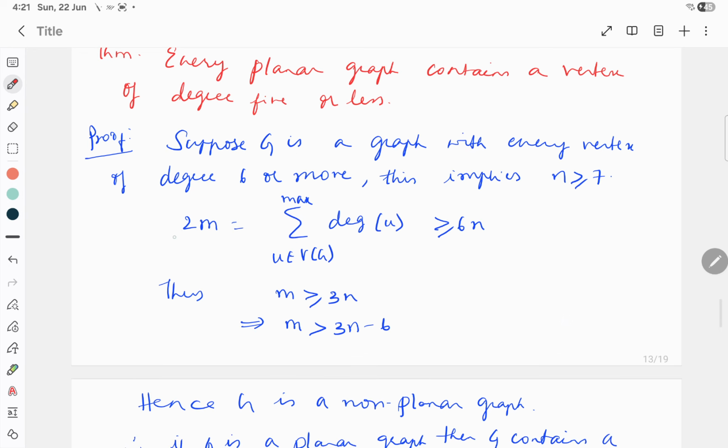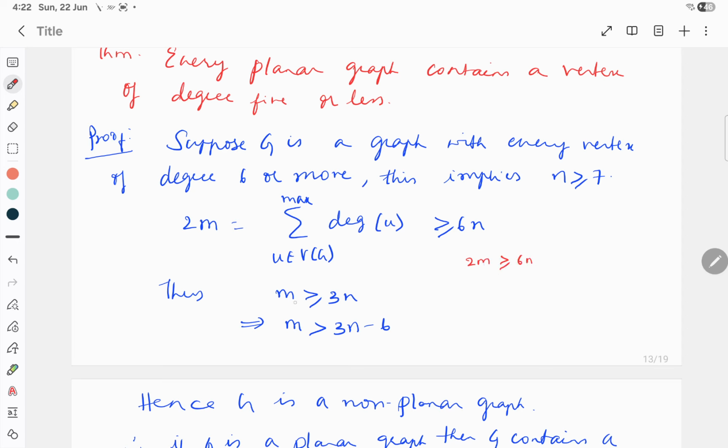And we have from the theorem that the sum of all the degrees of the vertices is equal to 2 times the number of edges. So 2m is equal to the summation of degree of u, where u belongs to the vertex set of G, and this should be greater than or equal to 6 times n. The minimum degree that we are considering is 6, so it should be 6 times n, right? Thus we have 2m greater than or equal to 6n.